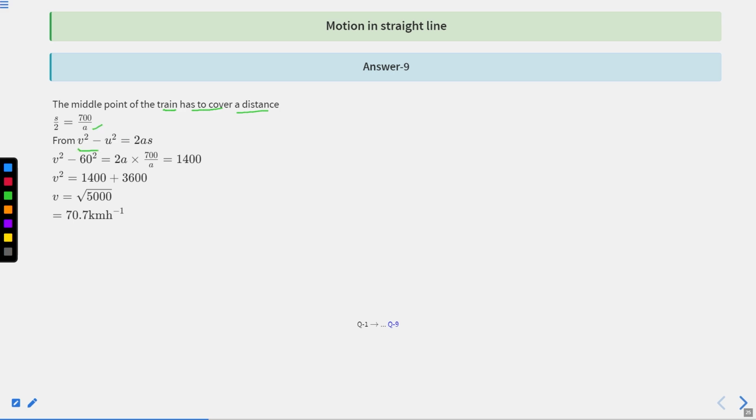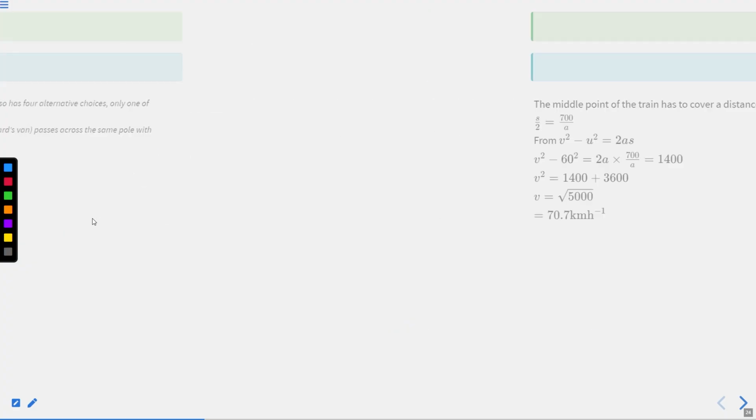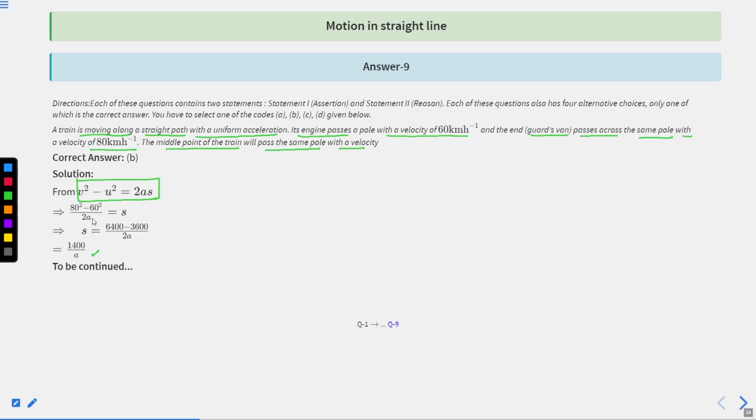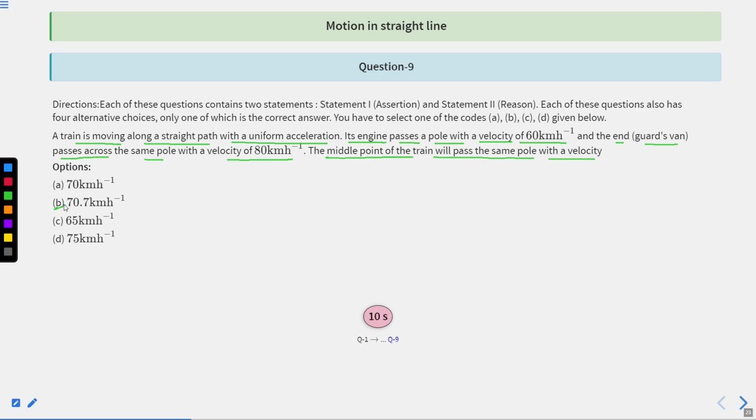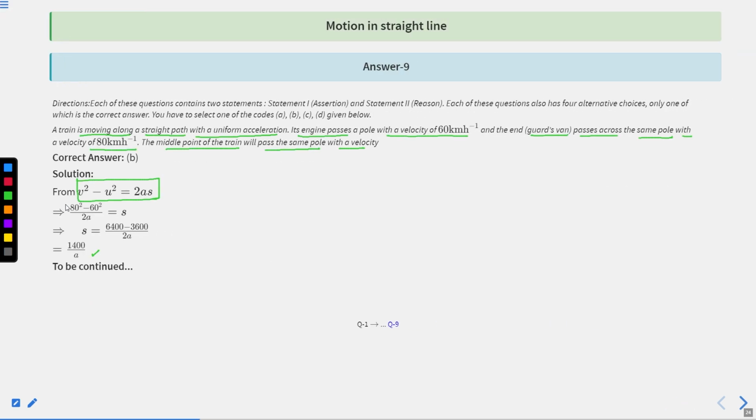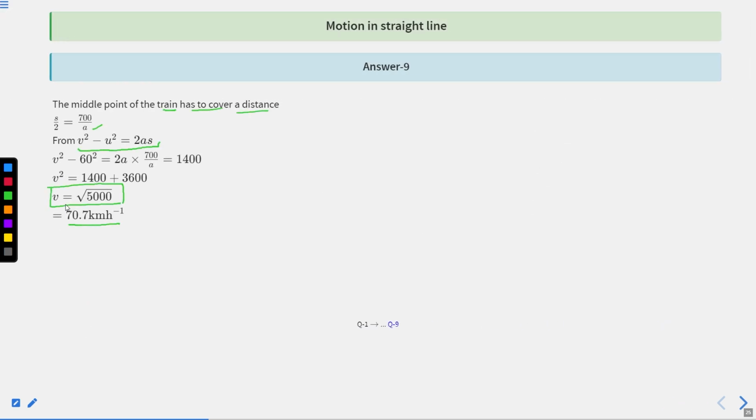Again putting the numerical values in this equation, the velocity is under root 5000, and solving this term gives 70.7 km per hour. So the correct answer is B. This is the solution of the question.